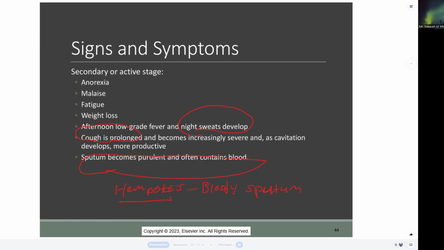So there's your unique stuff with TB, right? It has a latent stage, very infectious, causes low grade fever and night sweats, prolonged cough, and often has very nasty, purulent sputum that often has blood to it. So hemoptysis. There's a Y in there, I think, for hemoptysis. I can't spell. We've established that Mr. Mossa cannot spell, but you get the gist.